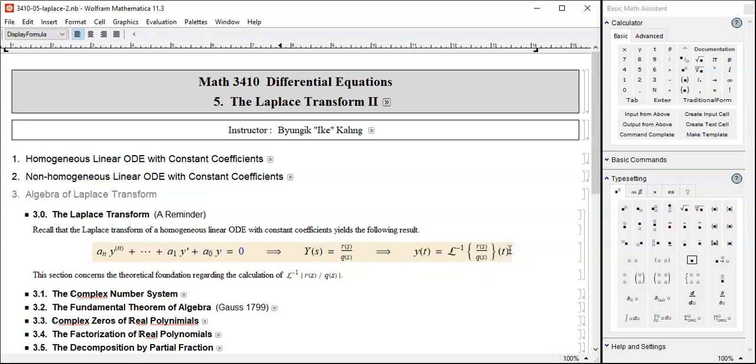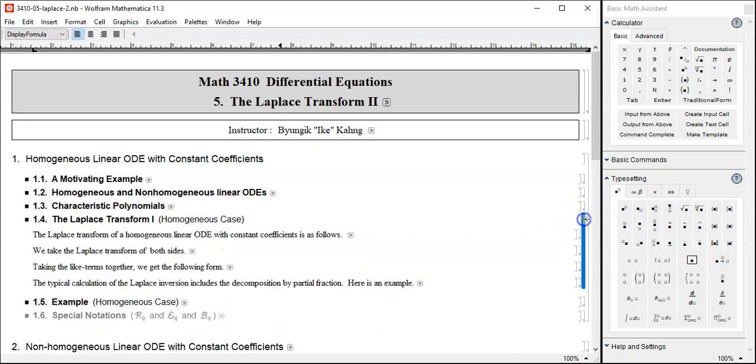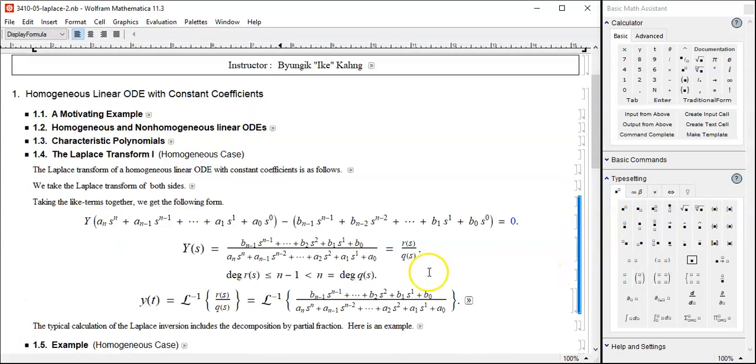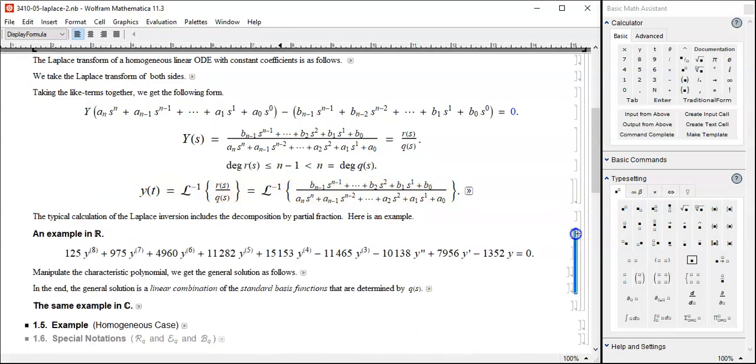Everything looks good, but here's a problem. How do you calculate this Laplace inversion? We needed the partial fraction decomposition. So here we go, we have this. Theoretically, we'll have this expression, but it doesn't really work, so let's make it work. How do we do that? Here's an example. Just an example, not the general proof.